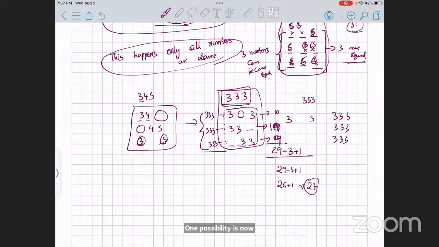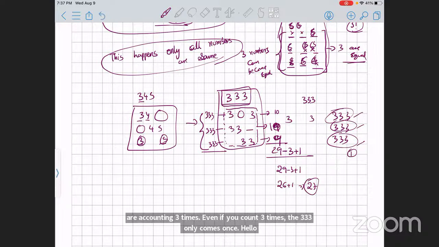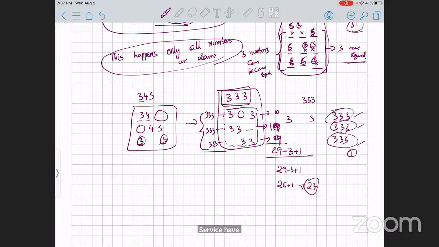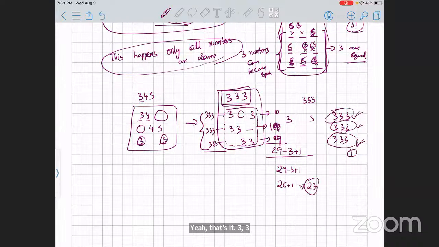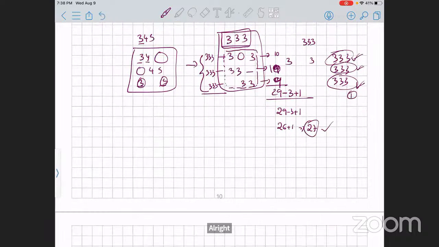Clear? Because there is only one 333, not three 333s. Even if you count 3 times, the 333 only comes once. You have to subtract and add 1. We are doing it for 3 different cases, but the number is same. That's why you have to minus 3 plus 1. Okay, clear everyone? So there are 27 possibilities.